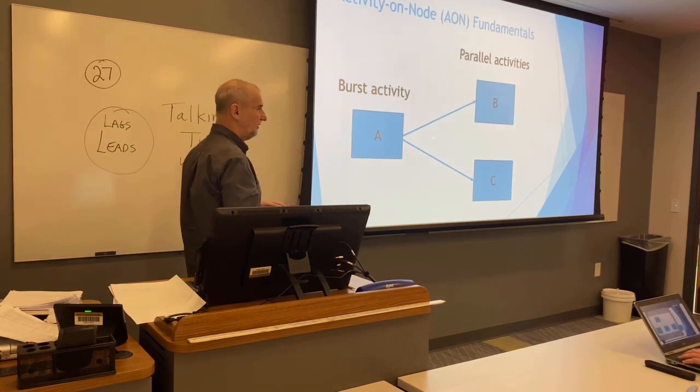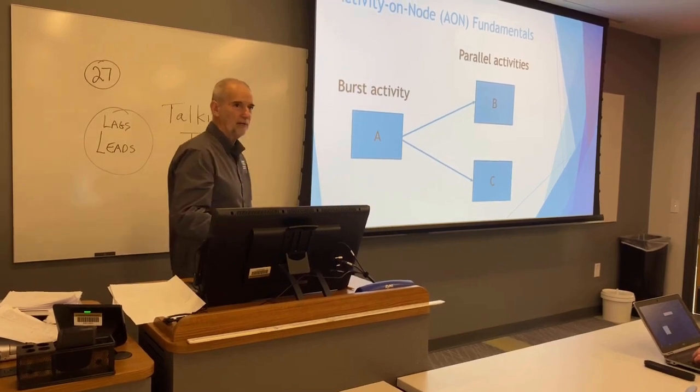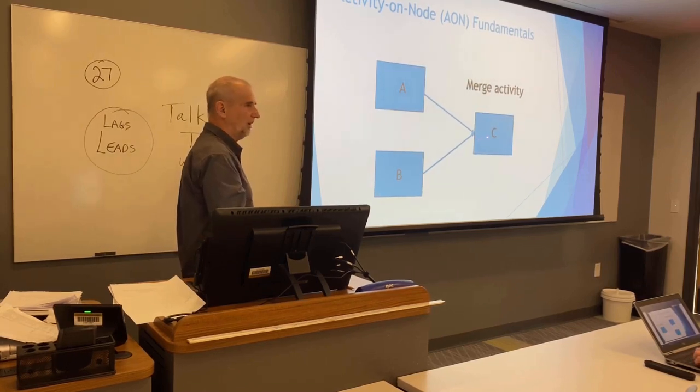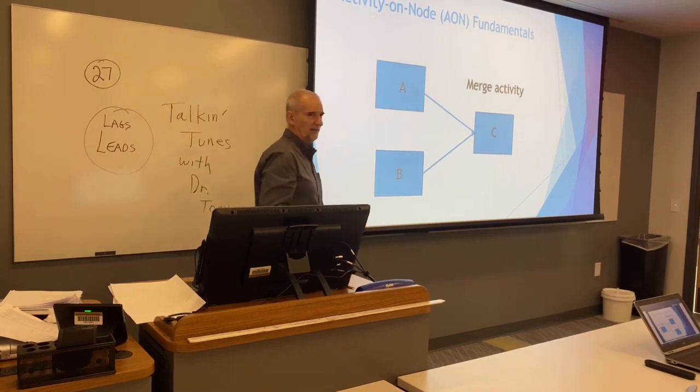Here's the burst that you just saw. A burst to 2. I don't need to belabor this anymore, do I? And here's the merge. Okay, the 2 lanes. Oh my goodness, it's down to 1 lane. It's even worse if there's 4 lanes that go down to 1.